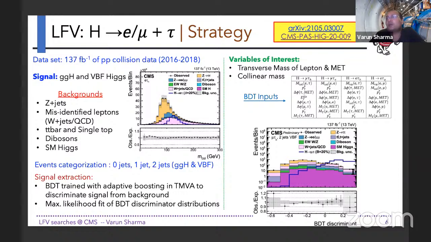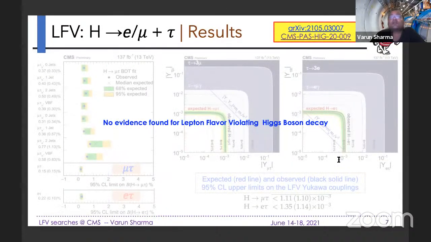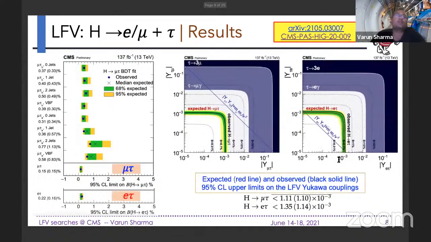So we need to have some excess of events here to see some hint of the lepton flavor violating decays. But we see a very good agreement, so there is no signal. There is no evidence for lepton flavor violating decay of the Higgs boson, and thus we go ahead and set limits on the branching fraction of the Higgs decays.